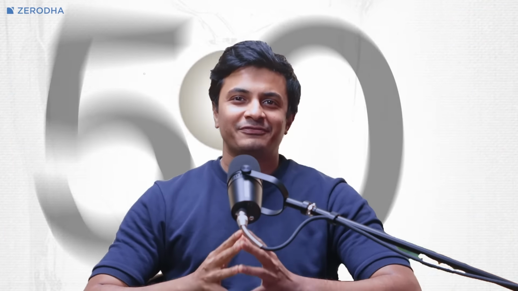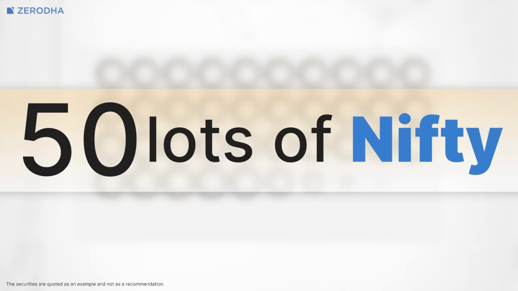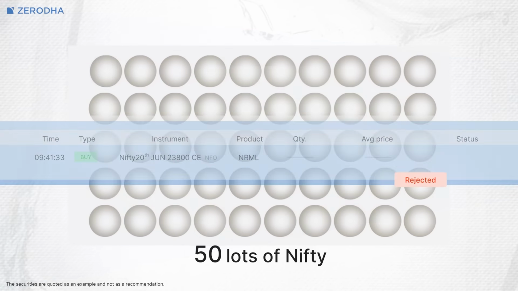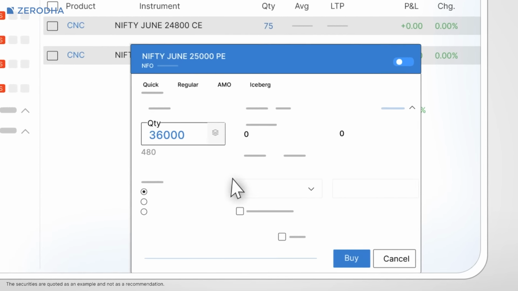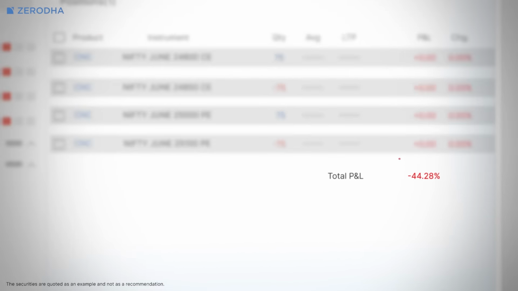Let's say you want to buy 50 lots of Nifty options on expiry day, but your order gets rejected because it exceeds the freeze limit. Or maybe you're trying to execute a complex option strategy, but by the time you place each leg individually, the market has moved against you.